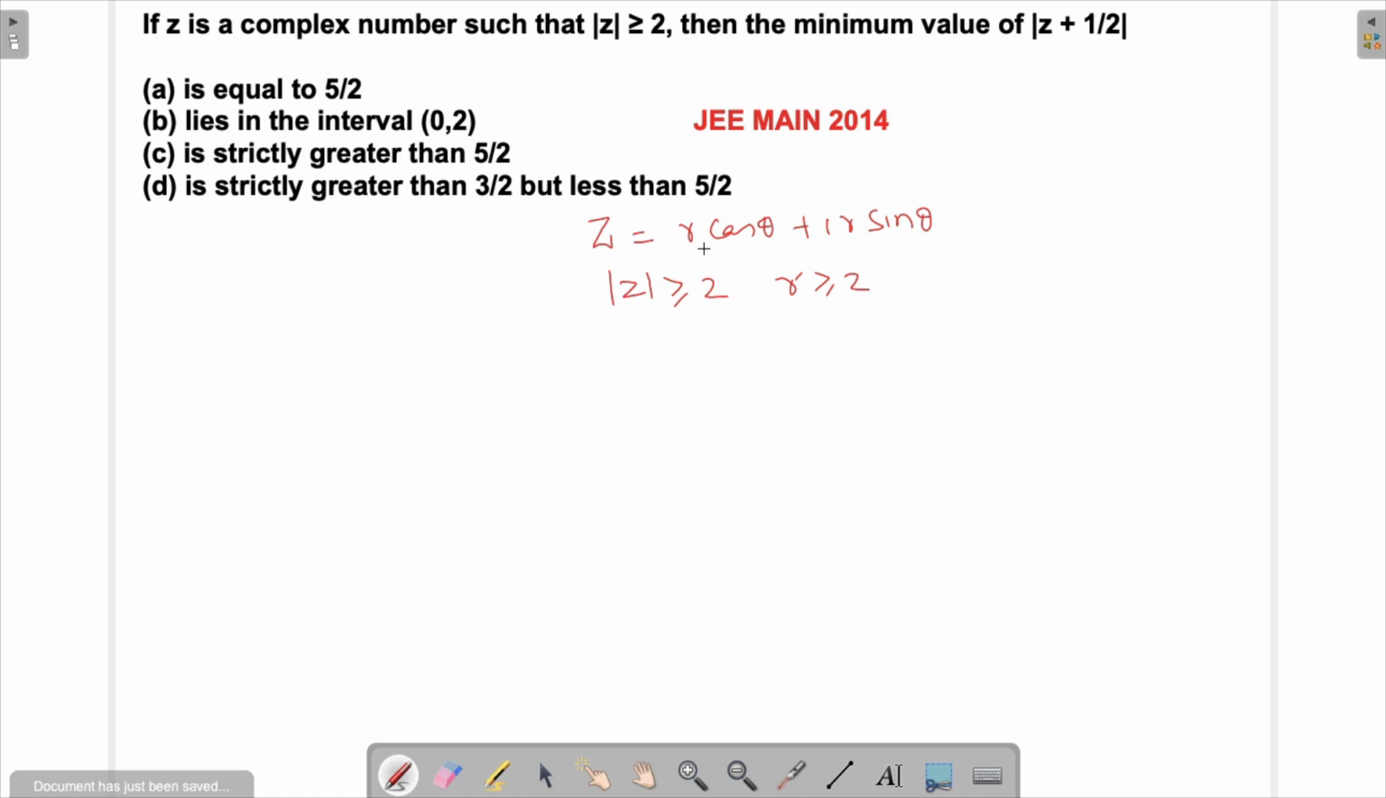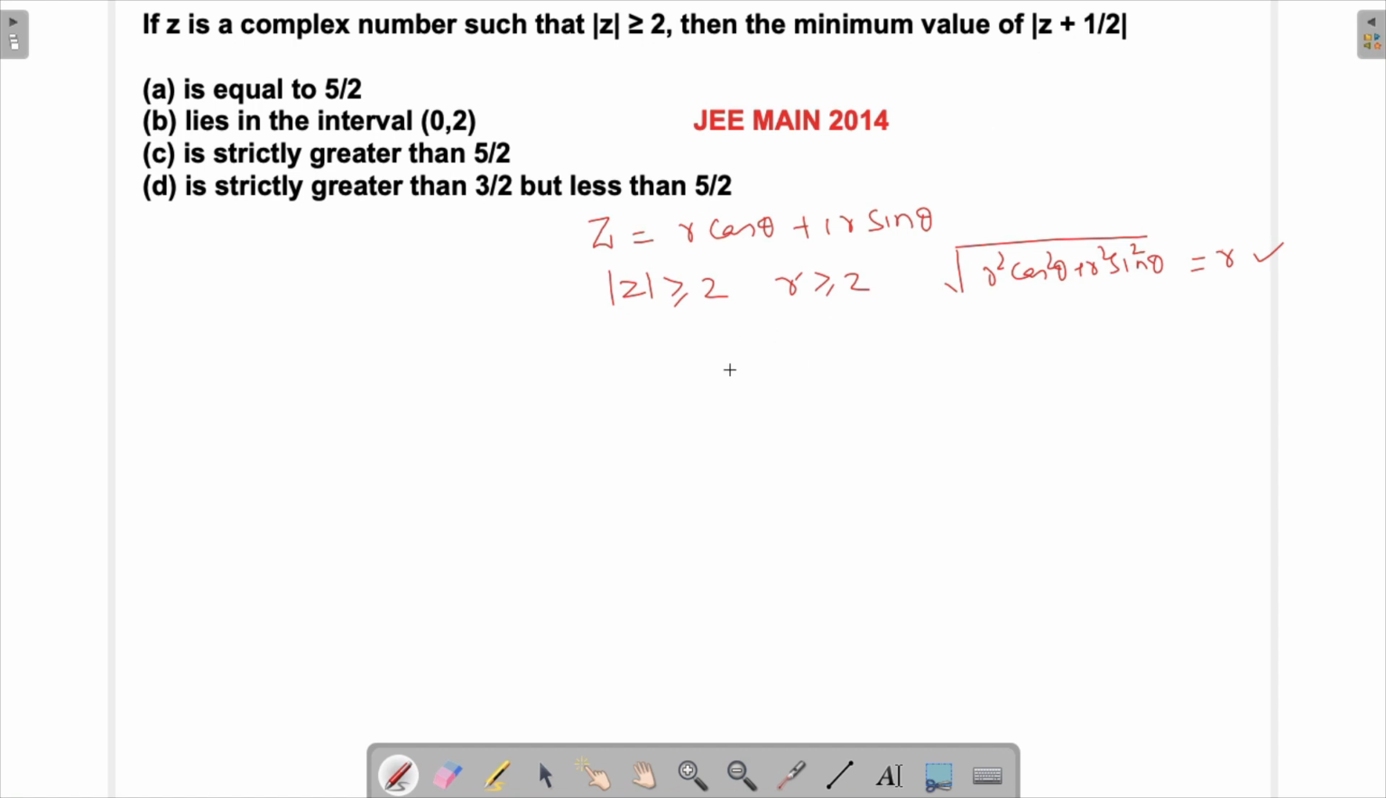So modulus of z will be the square root of r square cos square theta plus r square sin square theta. That is what your modulus is, right? And that will become r itself, because sin square theta plus cos square theta is 1. So this will be r itself. So r is going to be greater than or equal to 2.